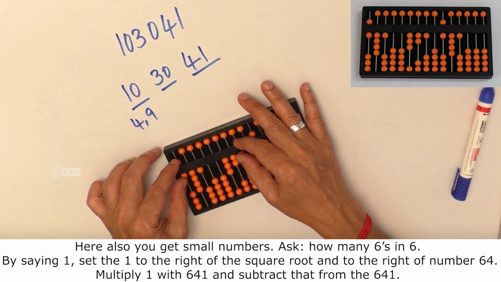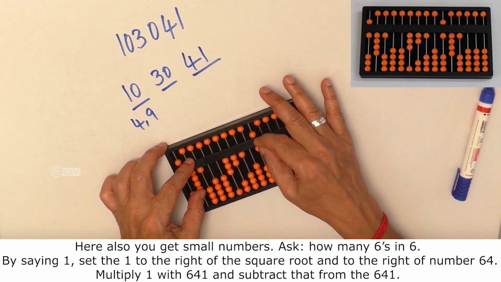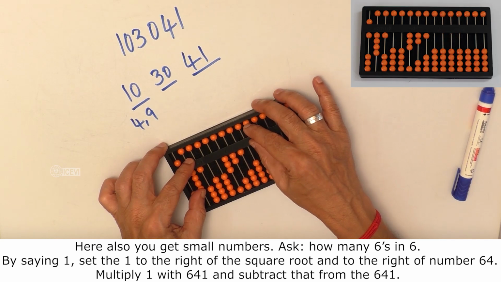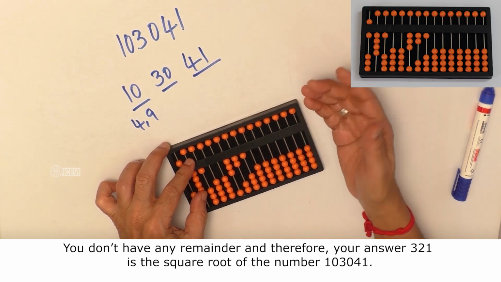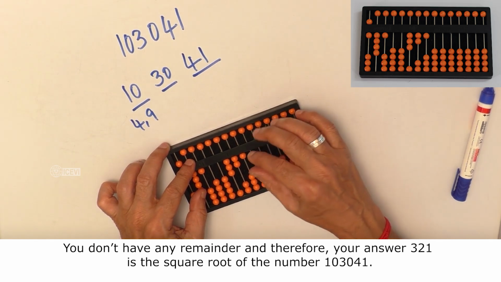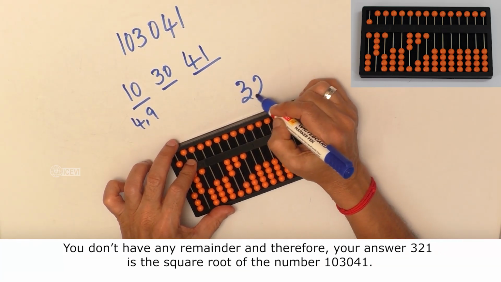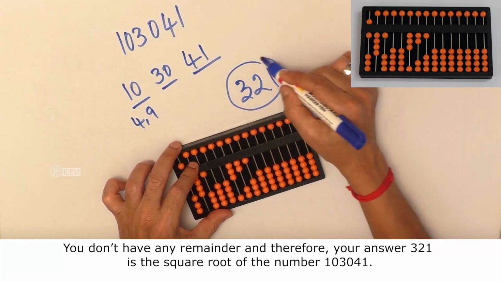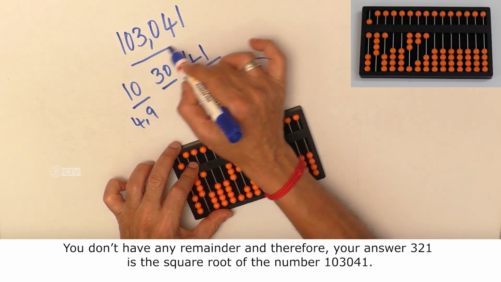Multiply 1 with 641 and subtract it from 641. You don't have any remainder, and therefore your answer 321 is the square root of the number 103,041.